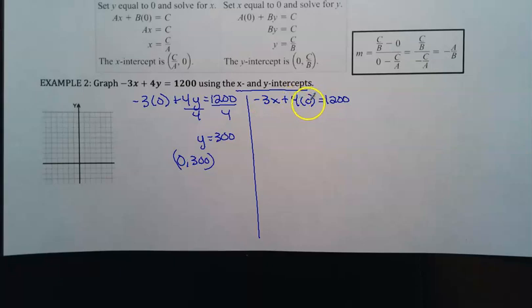So in the other one, 4 times 0 is 0. So we're just going to divide by negative 3. So x is going to equal negative 400. So our ordered pair here is negative 400, comma 0.